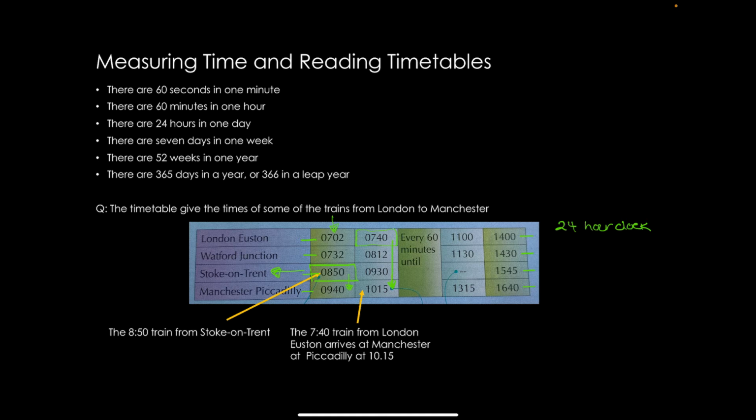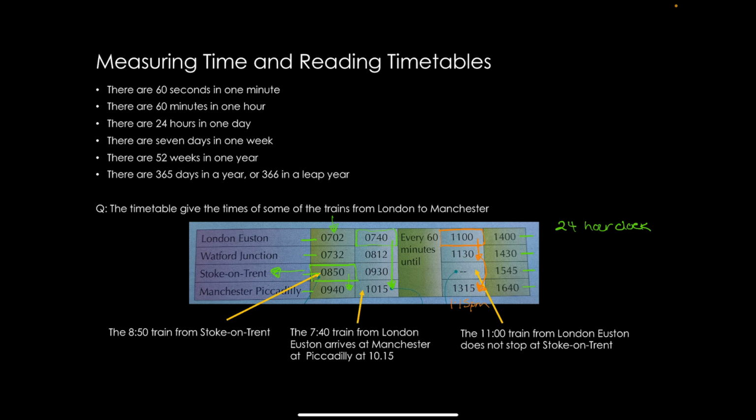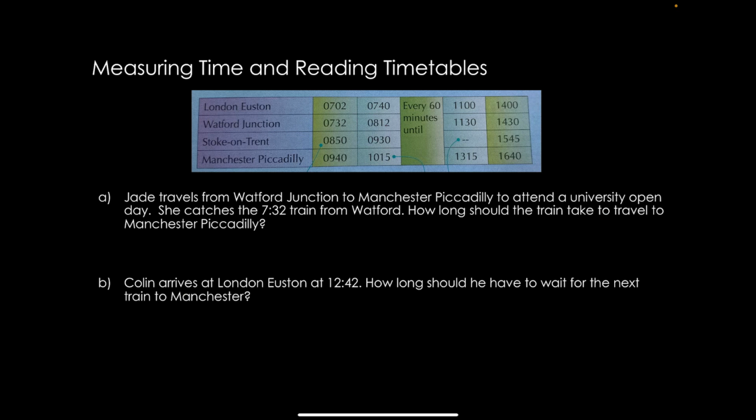That's what that means. Okay, so then here, this means that the 11 o'clock, you see here, this is an 11 o'clock train from London Euston. It goes to Watford Junction, but it doesn't go to Stoke-on-Trent. It doesn't stop there. Okay, it goes straight down to Manchester Piccadilly and arrives at 1:15 p.m. Okay, 1:15 p.m, that's what that means. Okay, right, so I just wanted to go through so that you understood it a bit better. You've now got some questions. So, 2 questions there. Why don't you pause the video, have a go at those questions, and then press play for the answers.